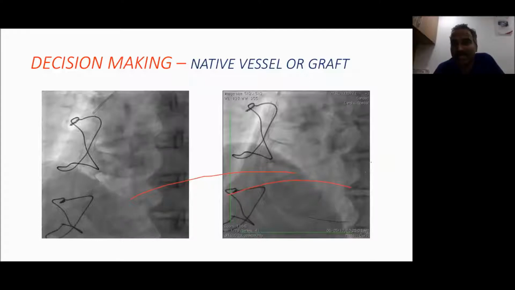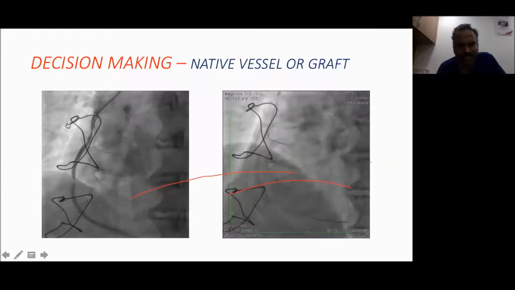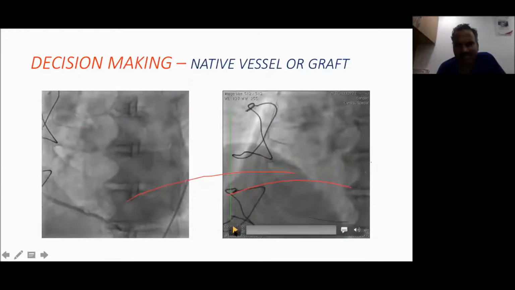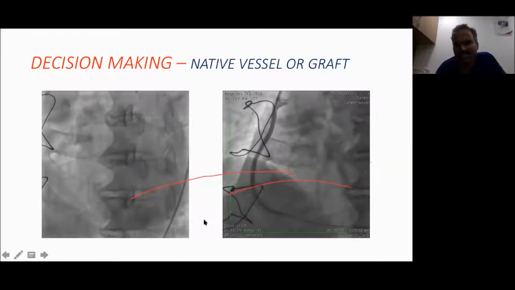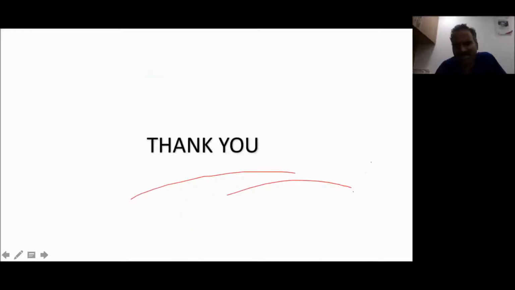Where there is a total RCA occlusion as well as a complete venous graft occlusion, we can use this venous graft as a conduit for retrograde. But when we are using it as a conduit, we send only the wire and microcatheter. Never dilate the venous graft. If we dilate the venous graft, you will end up in no flow or no reflow. So we can use it as a conduit and do your native vessel angioplasty. I think this is the first injection before the procedure, and this is the injection after the procedure.